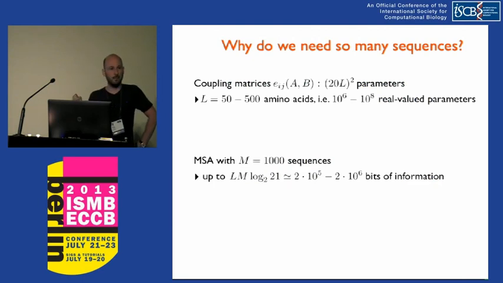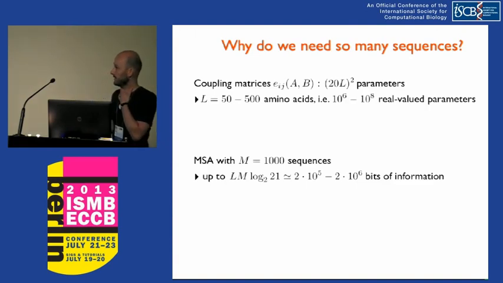the question is ill-posed in a sense, because if you just do a little counting, how many parameters do we have? I have introduced these coupling matrices, E_ij^{ab}. So i, j are 2 positions in the protein, a, b are 2 amino acids. So these are (20 L)^2 parameters, where L is the length of the protein. If you just count for a protein of 50 to 500 amino acids, you have something like 1 million to 100 million real valued parameters.